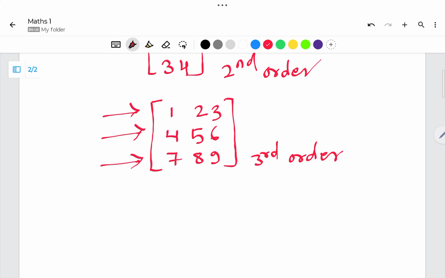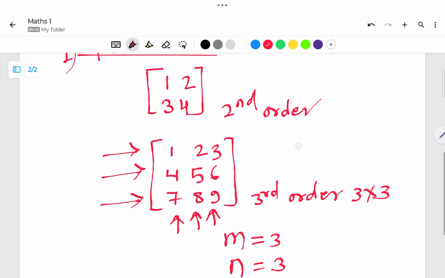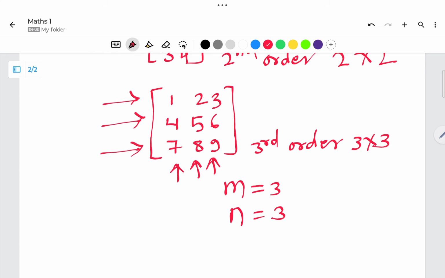So this can be represented in the form of m. m is equal to how much? 3. And these are the columns. So this can be represented as n. n is how much? 3. That's why we can also write it as a 3 into 3 matrix. And this will be a 2 into 2 matrix. So here m means row and n means column.